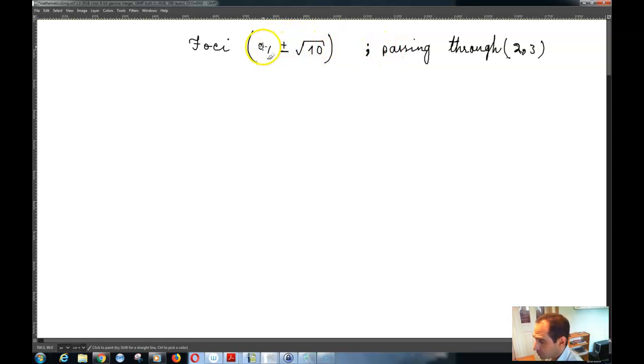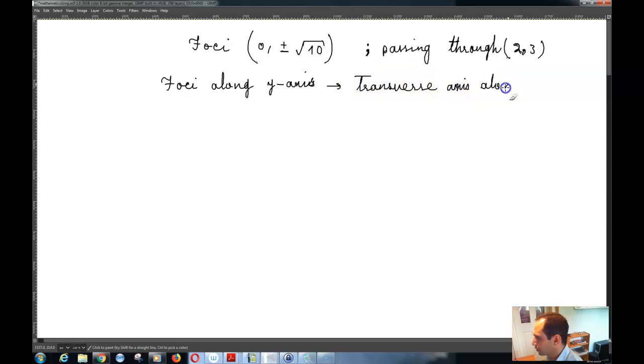this tells me that the foci are along the y-axis, since your x coordinate is 0. That means that the transverse axis is along the y-axis. And so I can write y squared by a squared minus x squared by b squared is equal to 1.